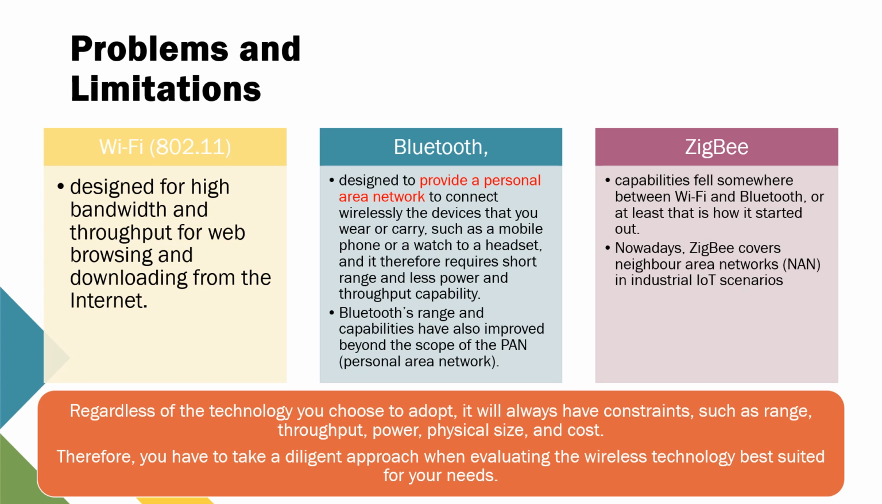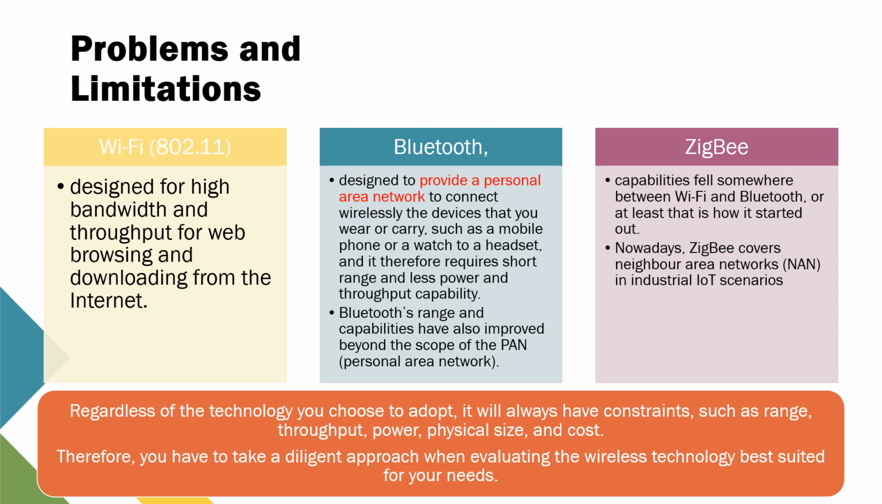But in this lecture, we are going to focus on the three most used wireless connections in the factory. Among them are Wi-Fi, Bluetooth, and also Zigbee. As we know, Wi-Fi is designed for high bandwidth, so the throughput for web browsing and downloading from the internet will be very fast, and it will be better.